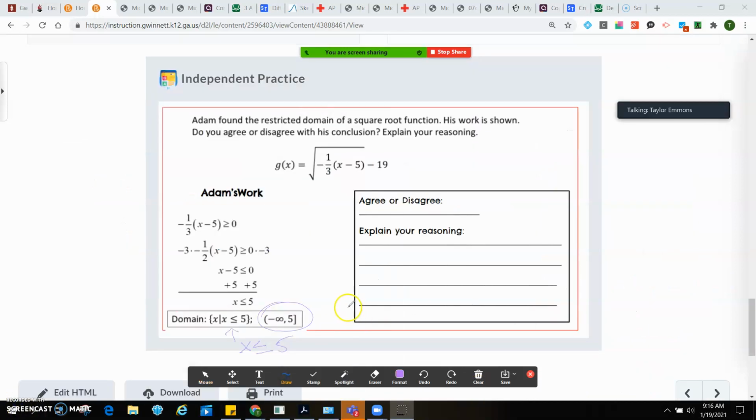Okay, so looking at this one, it says Adam found the restricted domain of a square root function. His work is shown. Do you agree or disagree with his conclusion? So on this one, remember, our k value has nothing to do with our domain. So we really could ignore that, right? Okay, so we're going to take this, set it equal to 0.